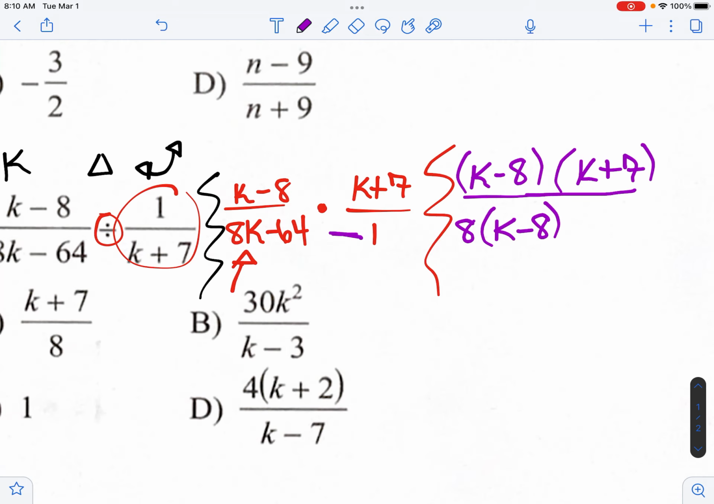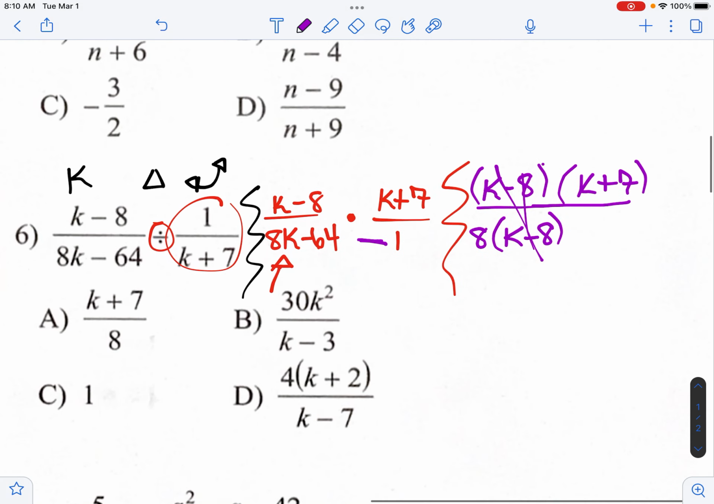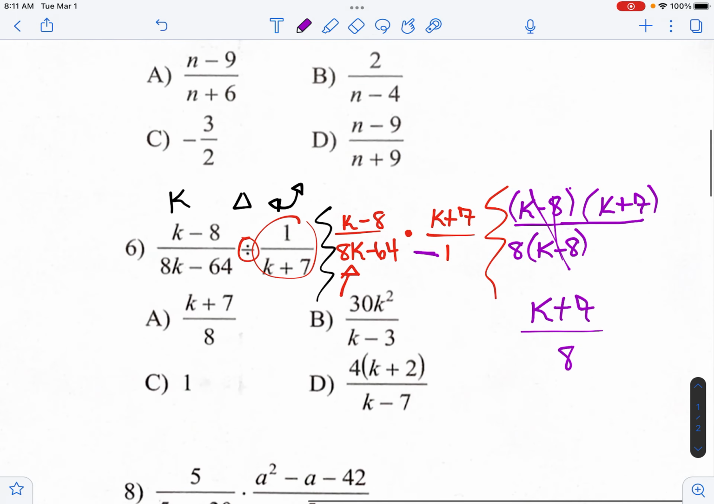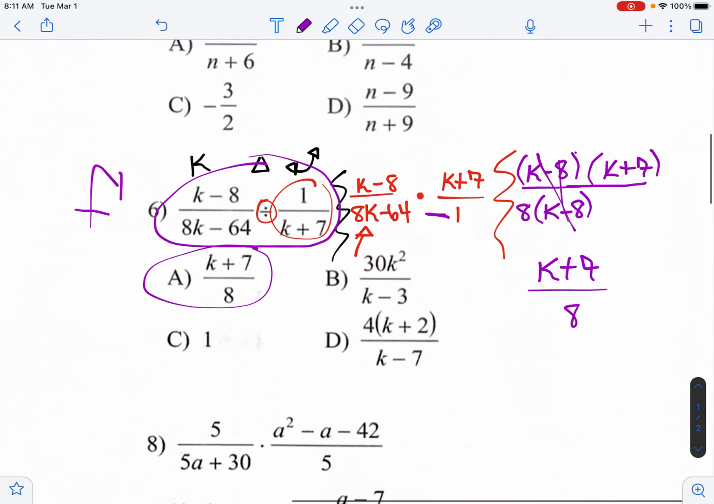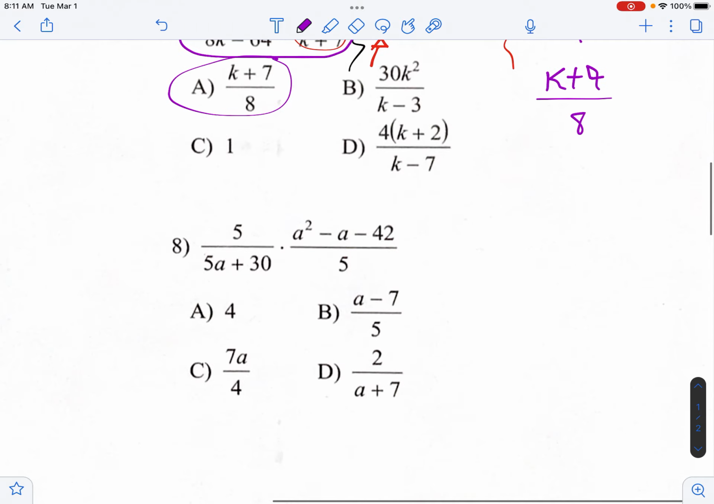And now we just simply look for matches. We can cross out the k minus 8. And that leaves me with k plus 7 divided by 8. And if you look here, our answer is A. Again, you could do this problem, type the problem in F1, type your answer in F2, and if you do this in the calculator, you can type it in exactly like you see it using the division sign. Let's do one more example.